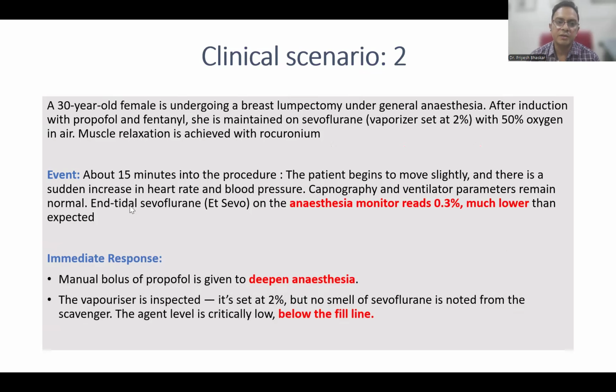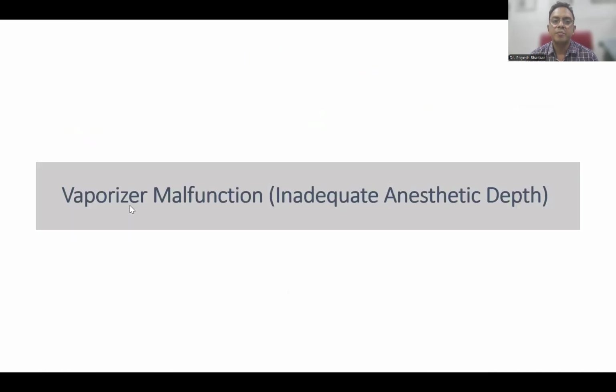And then the vaporizer was inspected. It was set at 2%, but there was no smell of sevoflurane. And the agent level was critically low. So what do you suspect? Inadequate anesthetic depth due to vaporizer malfunction, right?